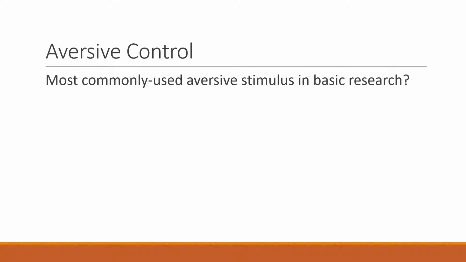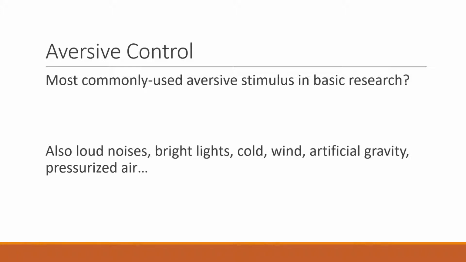What do you think is the most commonly used aversive stimulus in basic research? It's shock. Shock is an unconditioned punisher, and it is easily controlled and can be delivered in discrete, quote-unquote, doses, and it doesn't cause permanent harm to the organism. However, it's not the only stimulus that has been studied.